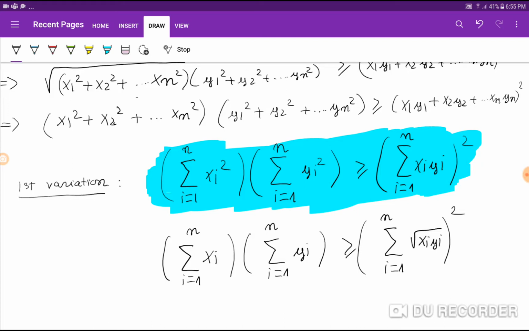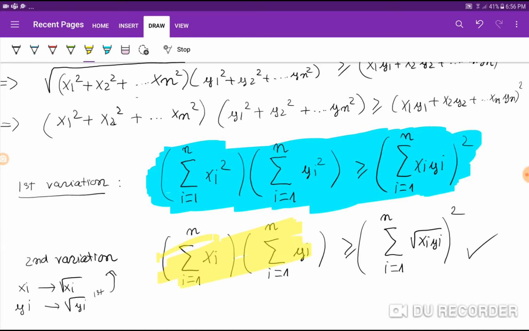Yeah, so basically, if you want to get from the first variation to the second variation, it's very simple. I will leave it as an exercise for you guys to verify yourself, okay? So instead of writing xi, you would write square root of xi. And instead of writing yi, you write square root of yi. And then from the first variation, you arrive at the second variation, like this one right here. Let me highlight it in yellow.